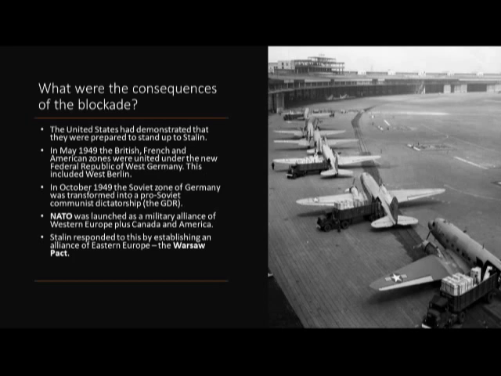It also sped up the division of Germany, the permanent division of Germany. So in May 1949, the British, French, and American zones were united into a new government called the Federal Republic of West Germany. And several months later, in October 1949, the Soviet zone of Germany was transformed into the GDR, the German Democratic Republic, which of course was a communist dictatorship. So there were some really important consequences in terms of the blockade.